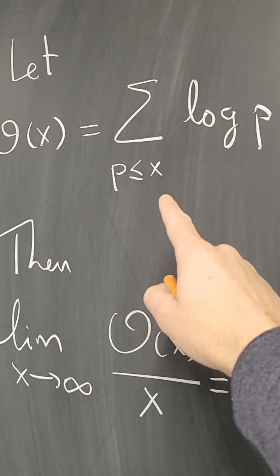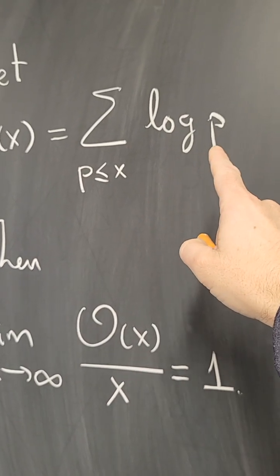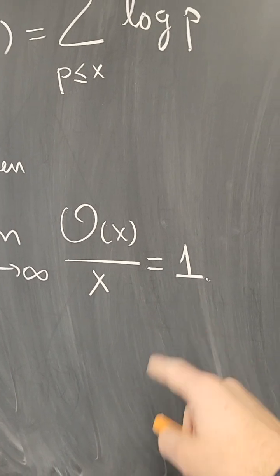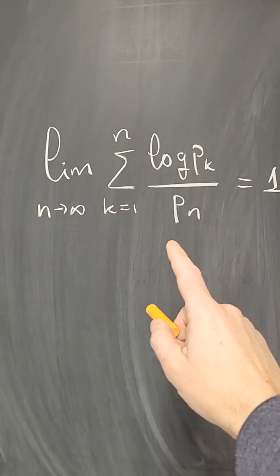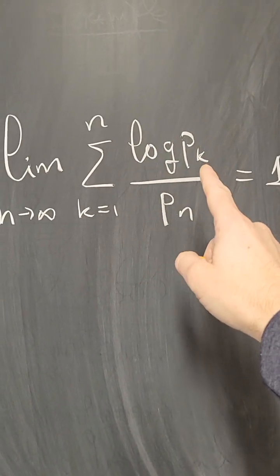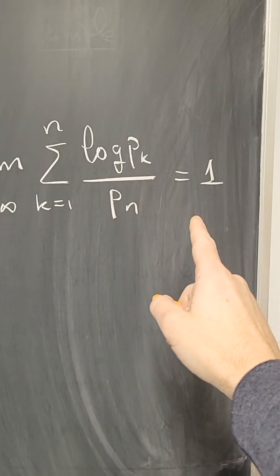Now, if I put x to be the nth prime, then I'm adding the logarithms of all the primes up to the nth prime, and then dividing by the nth prime, and that limit has to go to 1. So that tells me that the limit as n goes to infinity of the sum of the logarithms of the first n primes divided by the nth prime has to be 1.